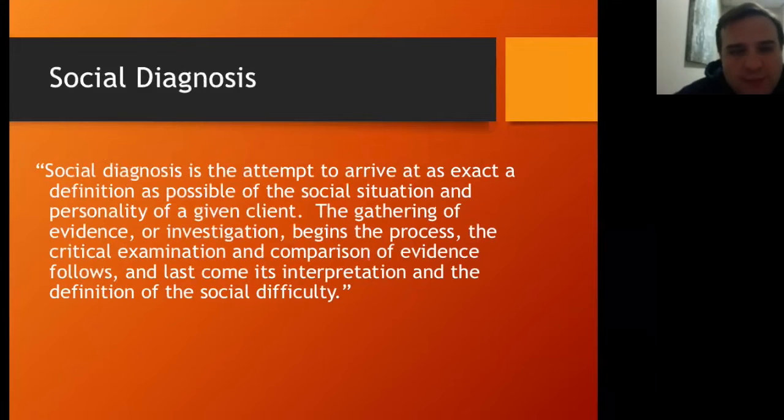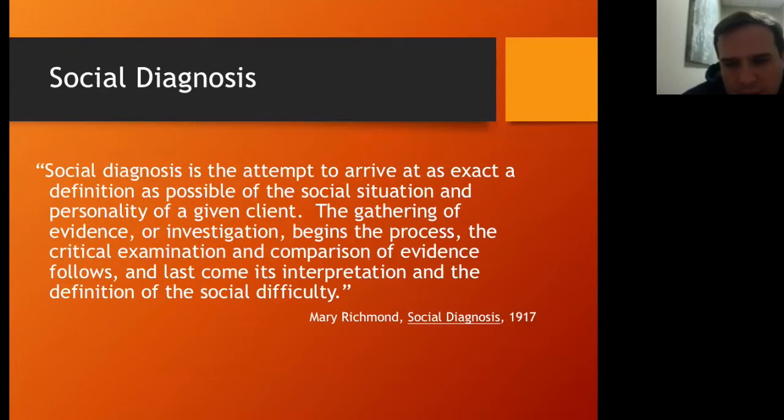So we want to talk about this concept of social diagnosis. I'm just going to read this to you. It's Mary Richmond. So this lets you know where we're coming from, right? This is one of the founders of the profession of social work, 1917. Social diagnosis is the attempt to arrive at as exact a definition as possible of the social situation and personality of a given client. The gathering of evidence or investigation begins the process. The critical examination and comparison of evidence follows, and last come its interpretation and the definition of the social difficulty.